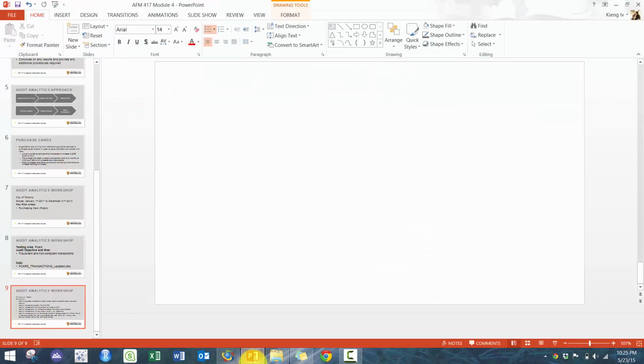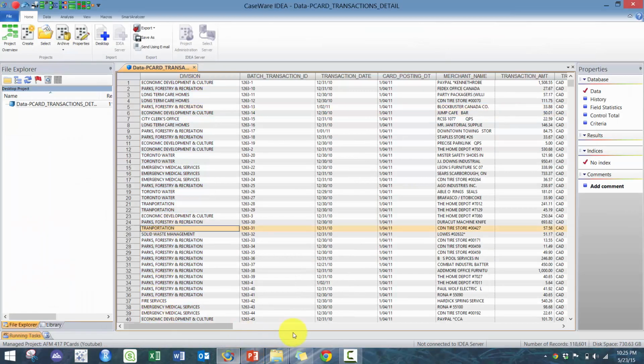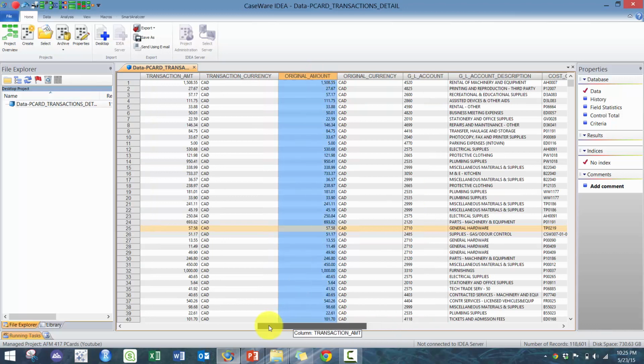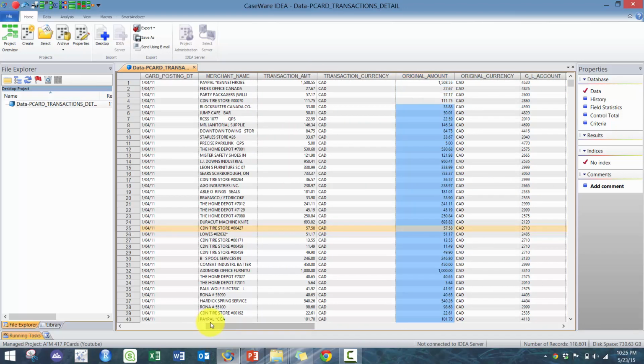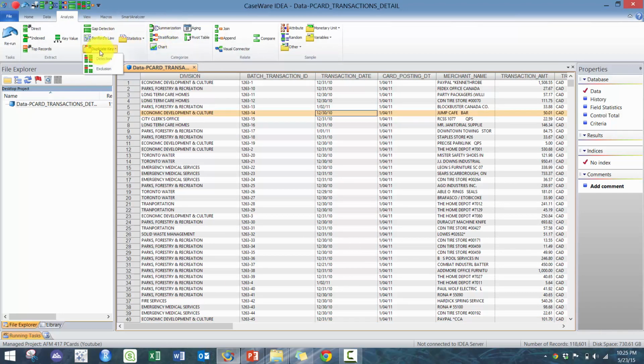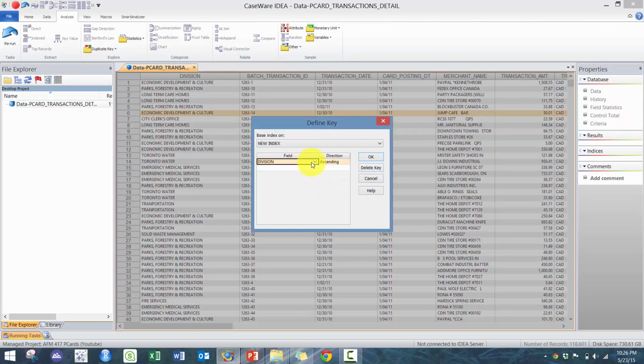Okay, so let's tackle our first procedure, which is duplicate transactions: same vendor, same transaction date, and same amount. What we'll see here is we have this merchant name. We should be using the original amount, that way we're not affected by exchange rates. As well, we have a transaction date, which is the date that the transaction actually occurs. So here we're going to use duplicates, in this case detection, so we can detect them. We're going to list out our keys: merchant name, transaction amount, and the last one, transaction date.